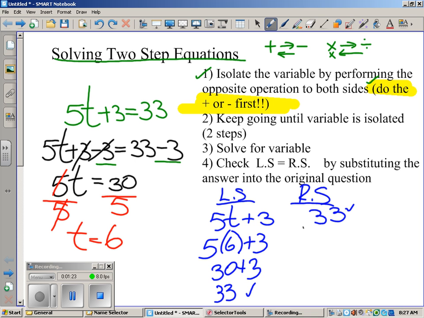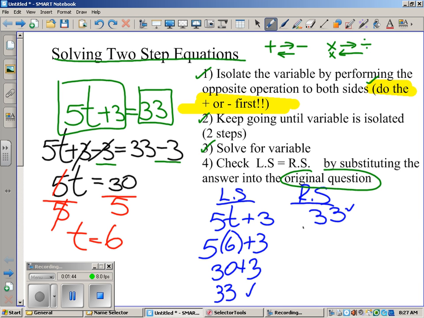So the second step is just to keep on going until the variable's all by itself. And then when you're done and you already have the variable there, you check it just like the last time, left side equals right side. And remember, you go into the original question. So you've got to go all the way back to the top. That would be the left-hand side. That would be the right-hand side. And you put that in. You show substitution here by putting brackets, and you put this answer into the equation with brackets, and then you go ahead. If this side equals that side, you're done.